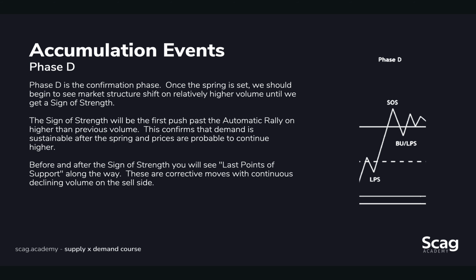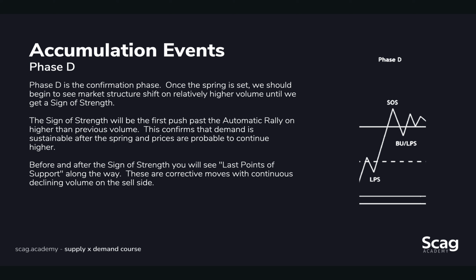Phase D is the confirmation phase. Once the spring is set, we should begin to see market structure shift on relatively higher volume until we get a sign of strength, which is that SOS there. Now you can see the SOS is also trading above that resistance line. And if you remember, that's the same resistance line from the phase A automatic rally, right? So we're breaking out of the range, and we want to see that on relatively higher volume. The sign of strength, again, that first push, confirms that the demand is sustainable after the spring, and prices are probable to continue higher.